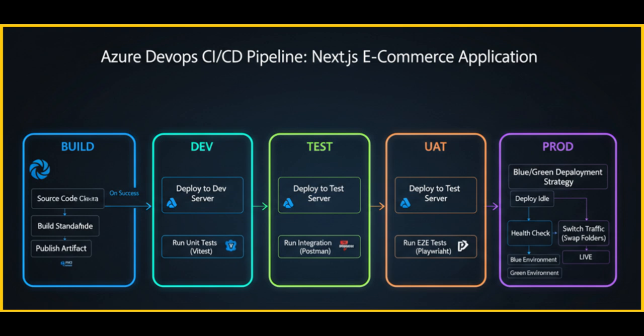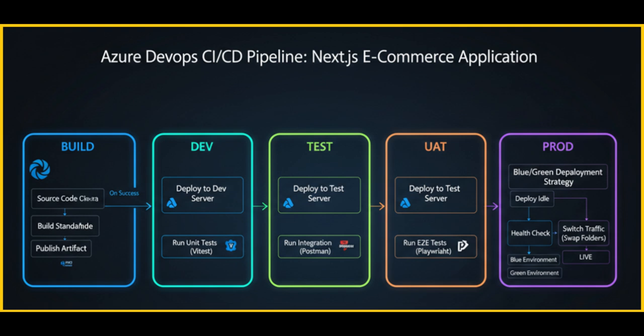Stage 2, Development, that is dev. The objective is rapid deployment and unit verification. Key actions are: deploys the artifact to the dev environment. Injects development environment variables. The gate is to execute unit tests using Vitest to verify component logic. Finally, publishes code coverage reports through Cobertura.